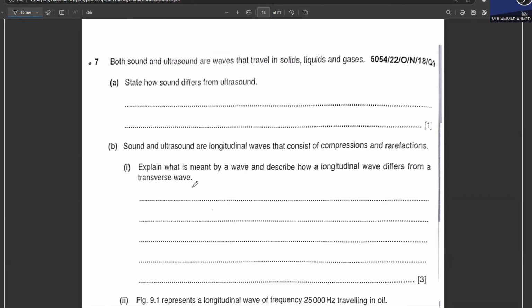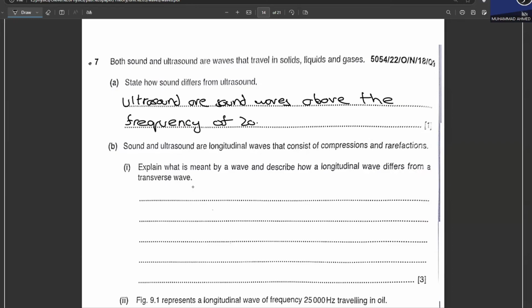Both sound and ultrasounds are waves that travel in solids, liquids and gases. Explain how sound differs from ultrasound. Ultrasounds are sound waves above the frequency of 20,000 hertz. Sound and ultrasound are longitudinal waves that consist of compressions and rarefactions.